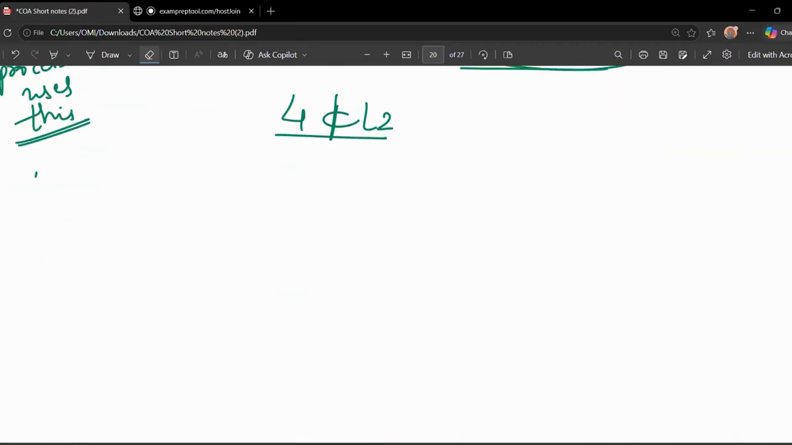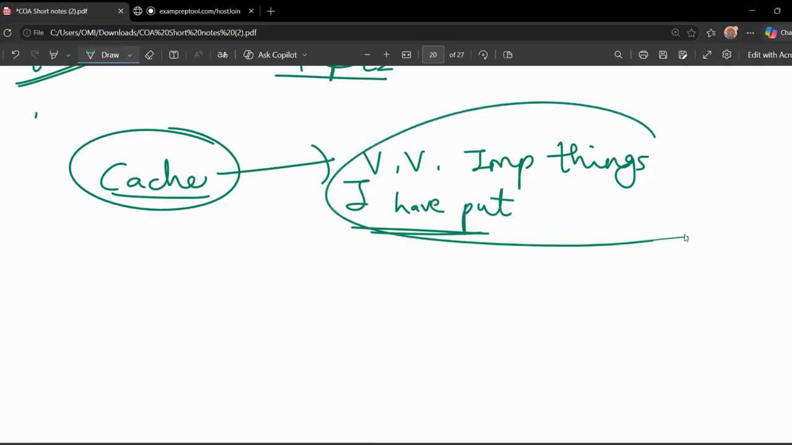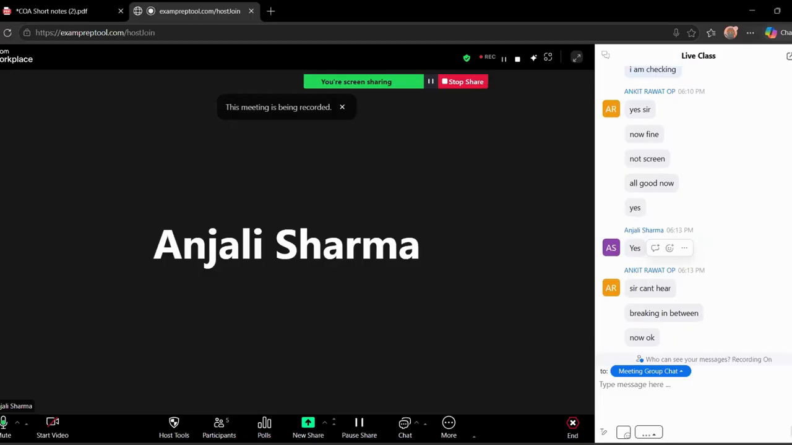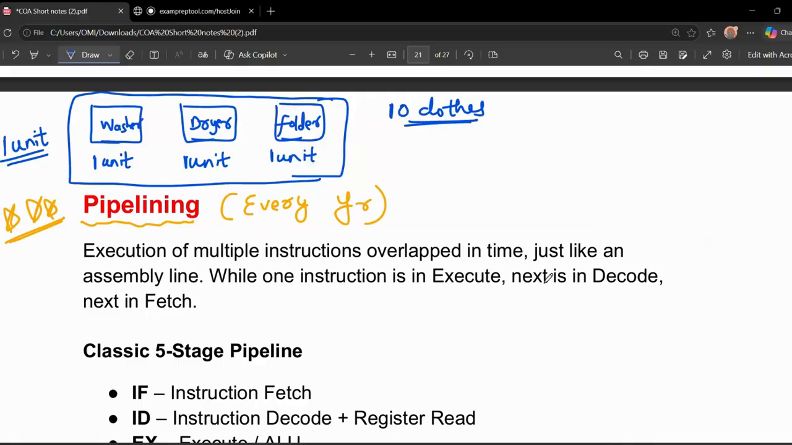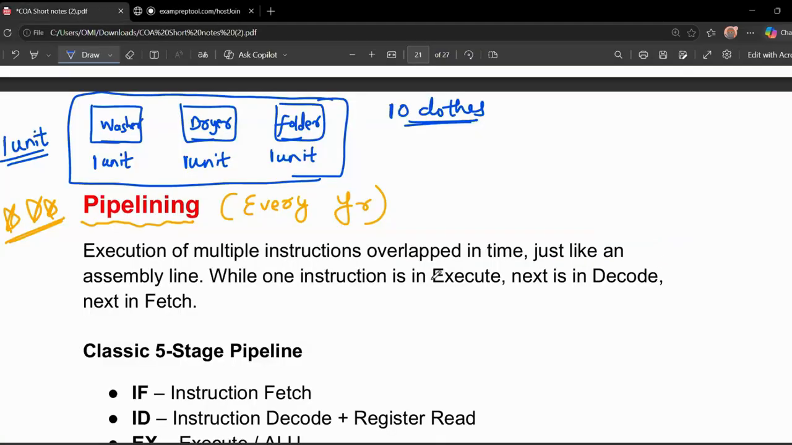So with that, in the cache notes, I have put some very important things. Now we are discussing pipelining. I'm saying that it is the most important topic after cache organization, and every year GATE PYQs come from it.